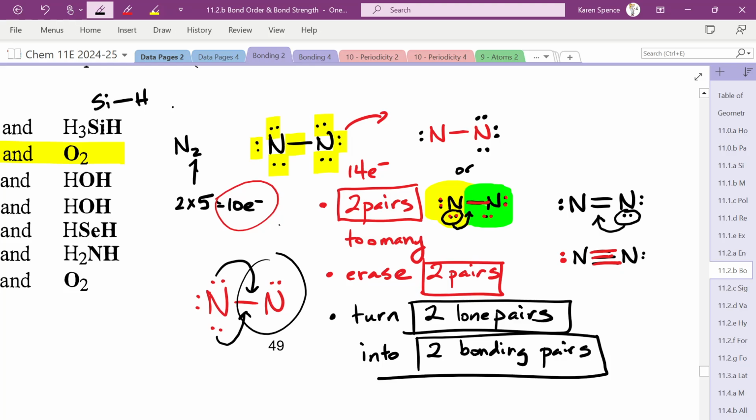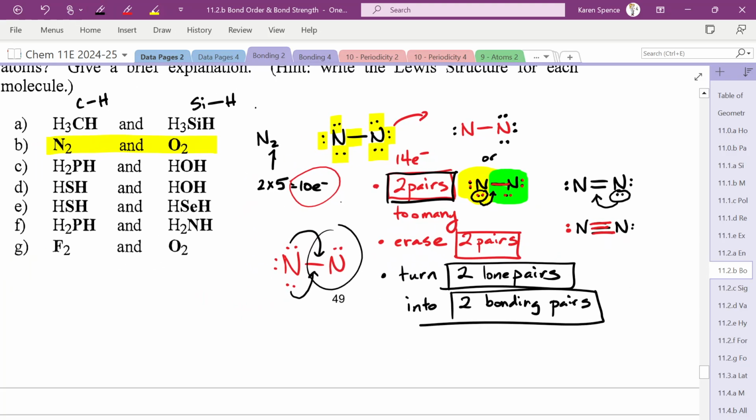The reason I like erasing is because it tells me how many I'm going to have to turn. If I erase 2 pairs, I have to turn 2 lone pairs into 2 bonding pairs. That's why I like the erasing method better. But if you like just doing it, you can use whatever method you want. You can find people all over the internet who will show you the way without erasing, so feel free to look it up. Any other questions on anything?